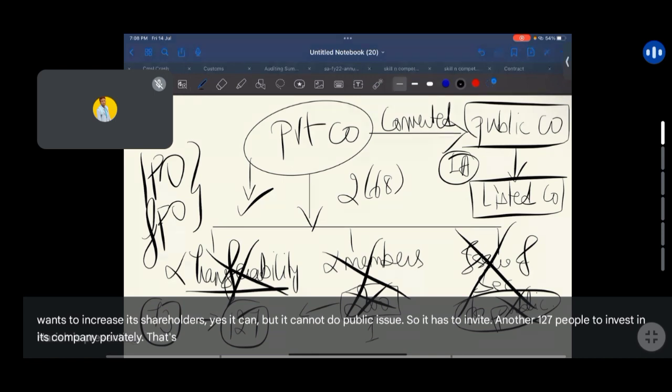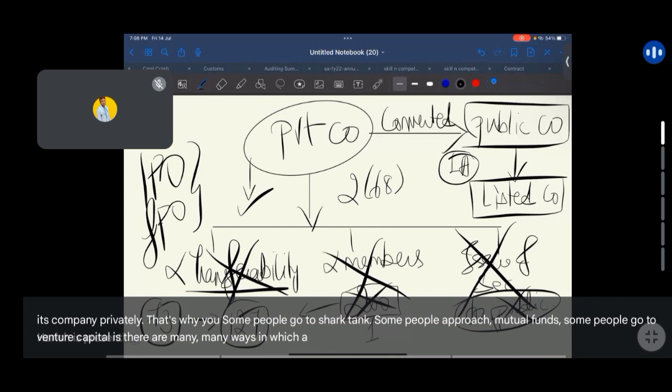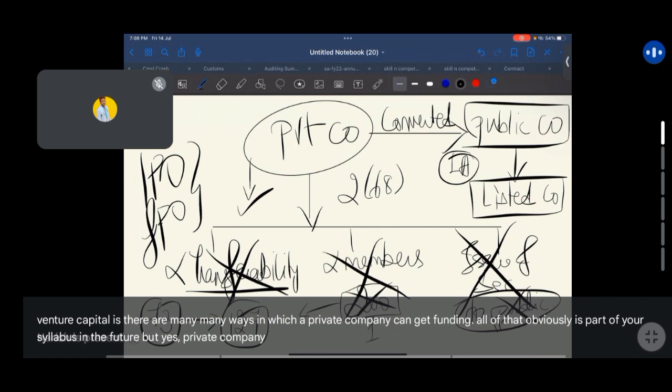That's why they do one-on-one meetings. Some people go to Shark Tank, some people approach mutual funds, some people go to venture capitalists. There are many ways in which a private company can get funding. All of that obviously is part of the syllabus in the future. But yes, private company can still do private placement, but it cannot do public issue. Okay, sir. Thank you.